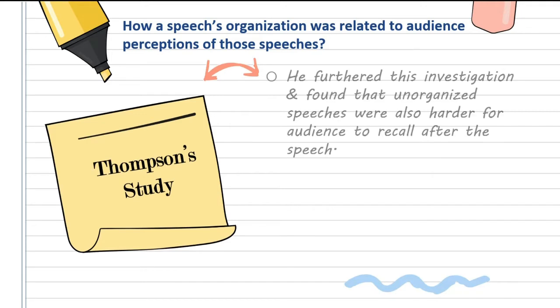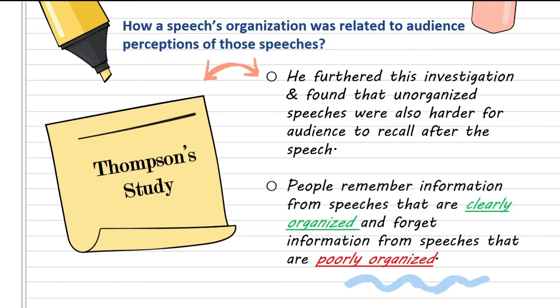Next, in Thompson's study, he furthered this investigation and found that unorganized speeches were hard for the audience to recall after the speech. He has a hypothesis that people remember information from speeches that are clearly organized and forget information from speeches that are poorly organized. I actually agree with his hypothesis about clearly organized or poorly organized speeches because it gives results for the audience. That is how they evaluate the speech of a speaker. So make sure that the speaker has an organized speech so that the audience will not have a hard time recalling.